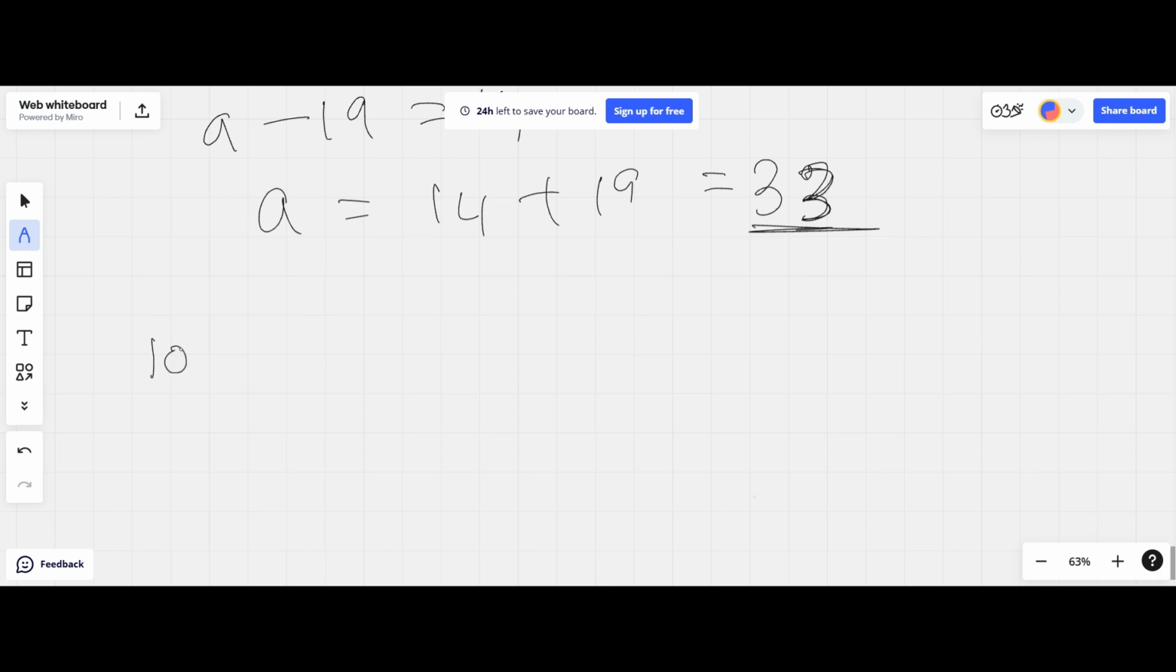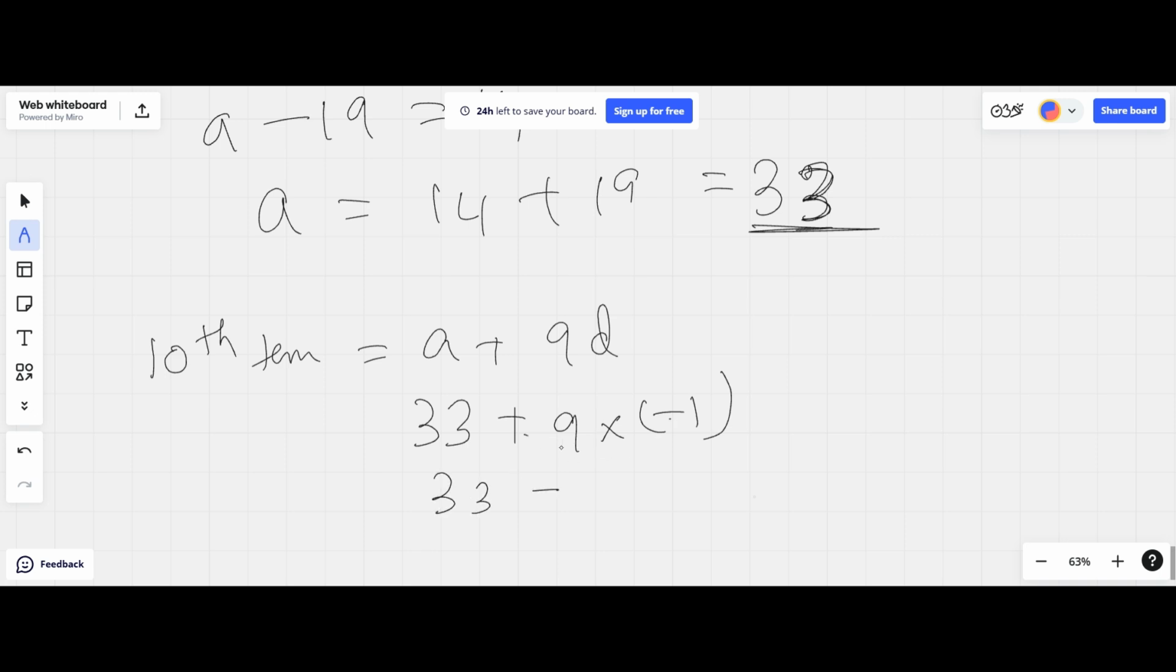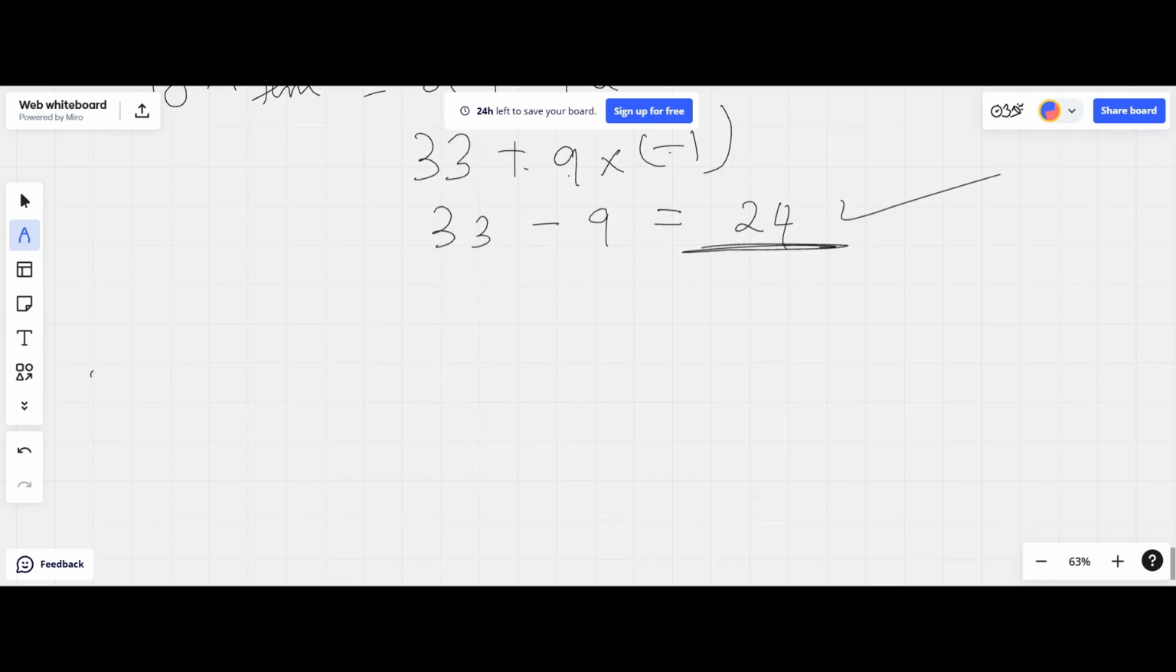The question asks for the 10th term. So the 10th term means A plus 9D. A is 33 plus 9 into the difference, which is minus 1. So 33 minus 9 would be 24. So the 10th term is 24. That's it. It starts from 33, goes on, and the 10th term is 24.